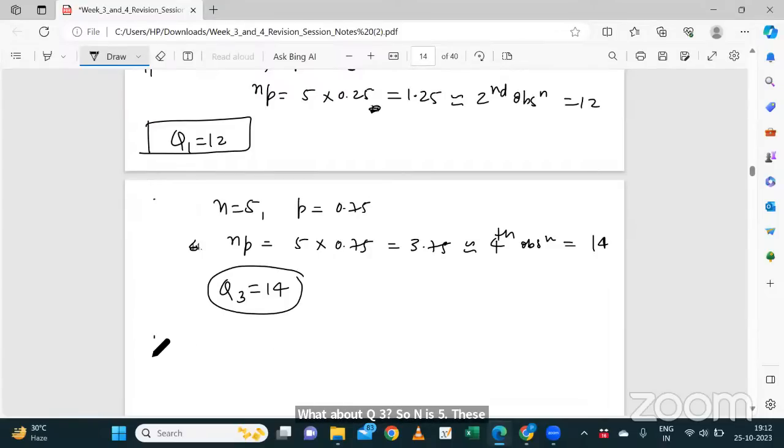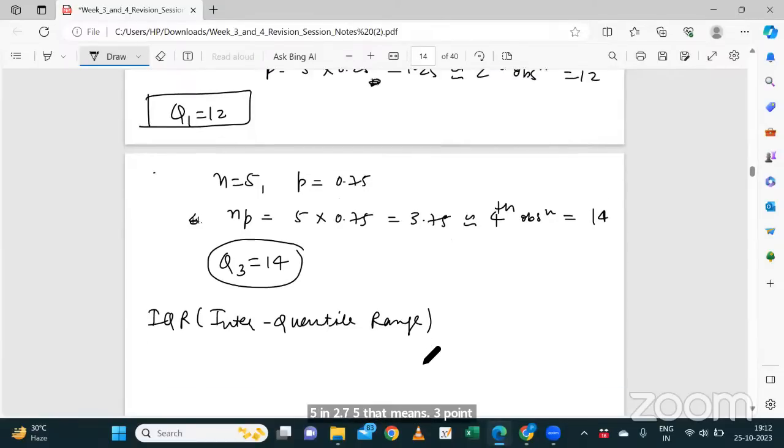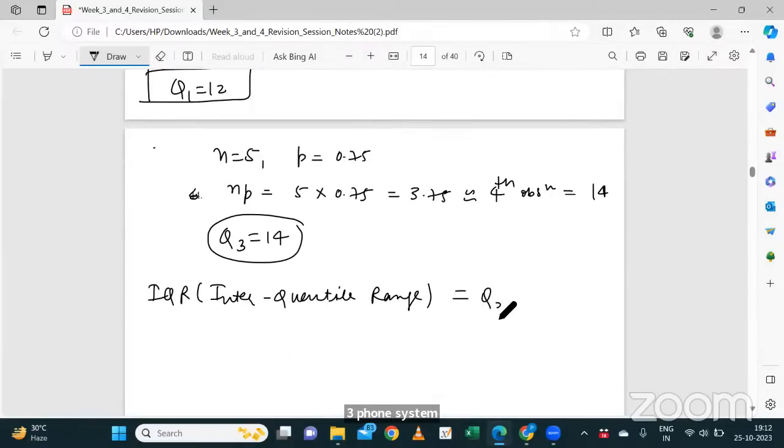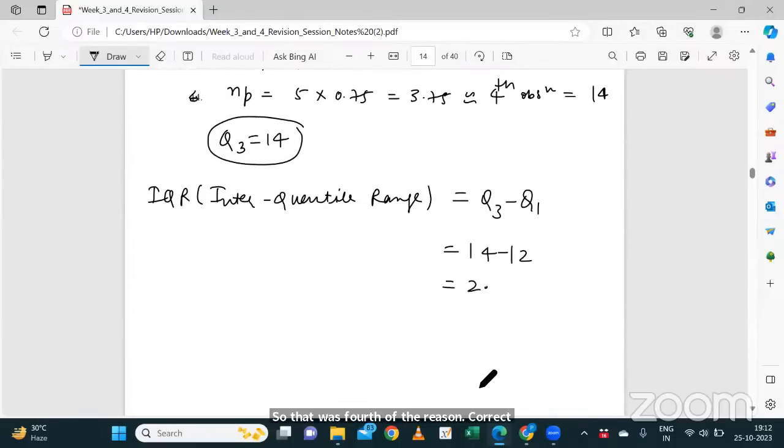Now, next one is called IQR. The full form of IQR is interquartile range. So what is the interquartile range? This is nothing but Q3 minus Q1. Suppose I ask what is the interquartile range of the above data set, that means 14 minus 12, which is 2. That is the very clear idea.